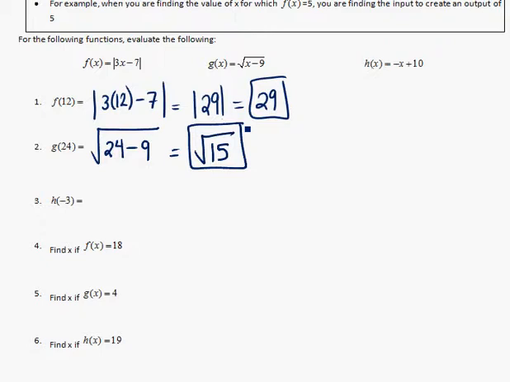Finally, h of negative 3 tells us to look at the function that's called h and to substitute negative 3 in for x. So what we have here is the opposite of negative 3 plus 10. Well, the opposite of negative 3 is positive 3, plus 10 equals 13.